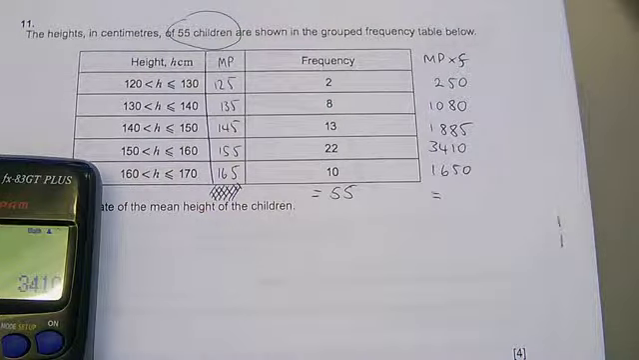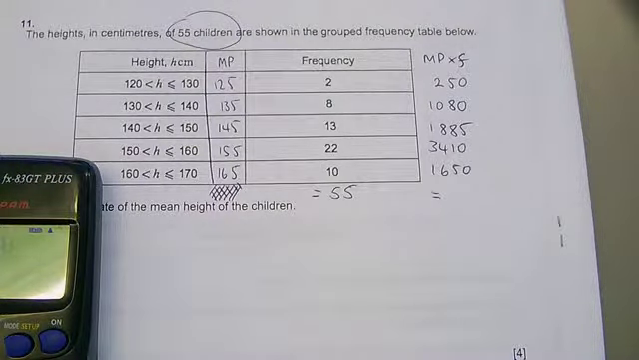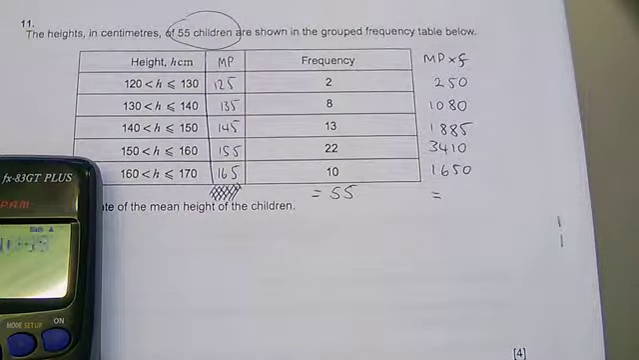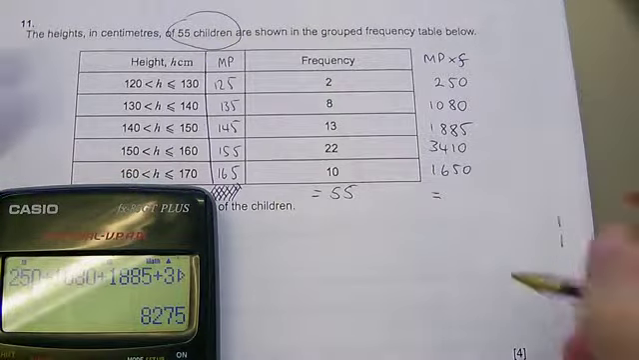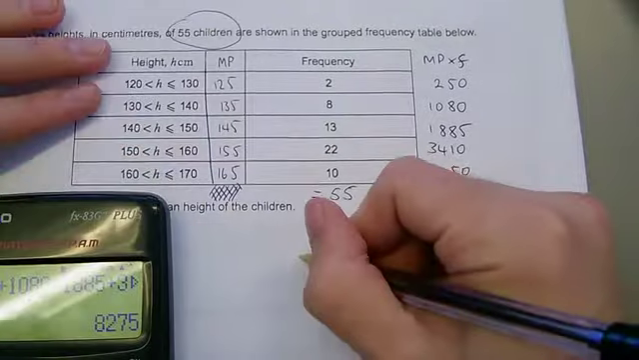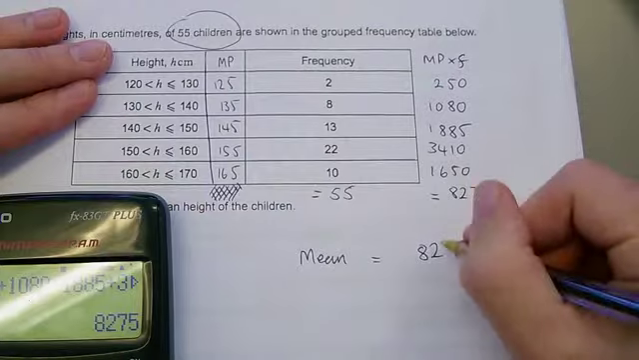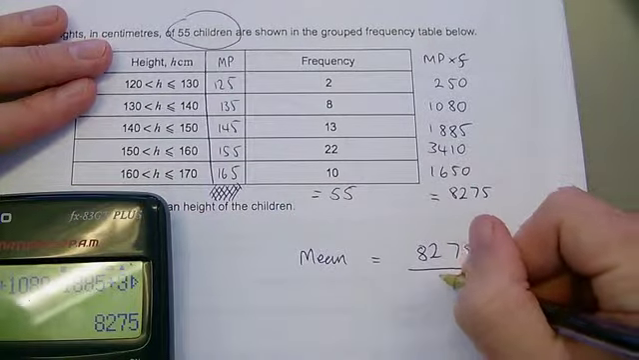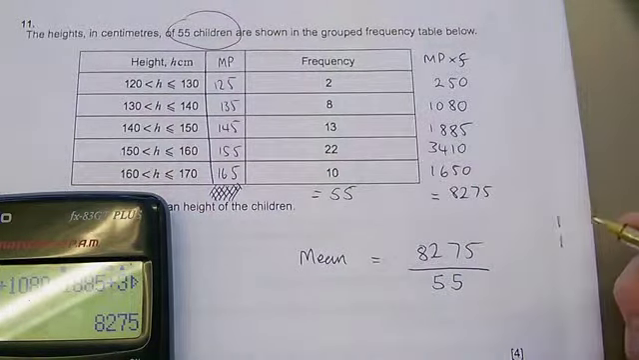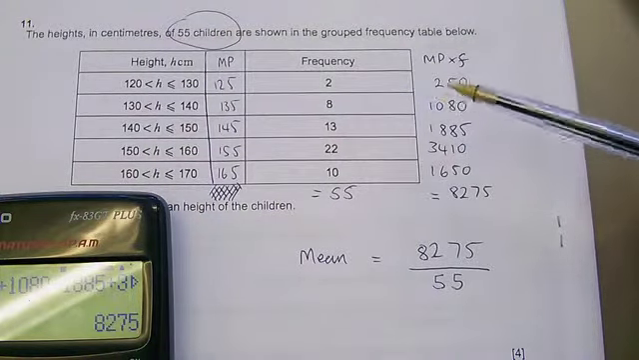So now we just add up all those numbers in the midpoint times frequency column. 250 and 1080. So I've got that as 8275. Okay, so then your mean would be that number divided by the frequency. Remember, mean is always add them up, divide by how many there are. How many there are is 55 people. But I do see people divide by 5. Any idea why someone might divide by 5?